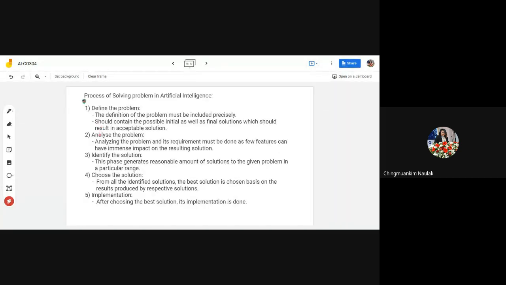Fine. And the second stage is analyzing the problem. The problem should be carefully examined before solving any kind of AI problem, and in doing so it can have immense impact on the resulting solution. And the third step is identifying the solution. This generates a reasonable amount of solutions to a given problem.